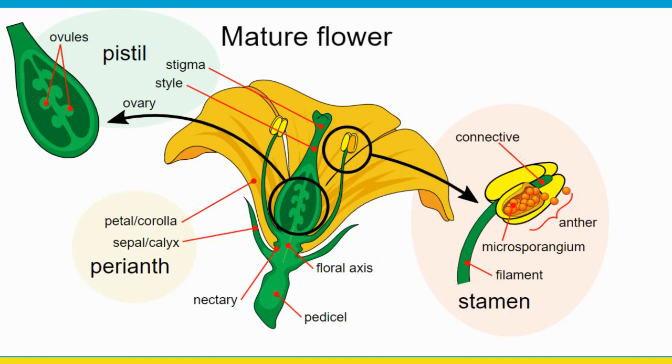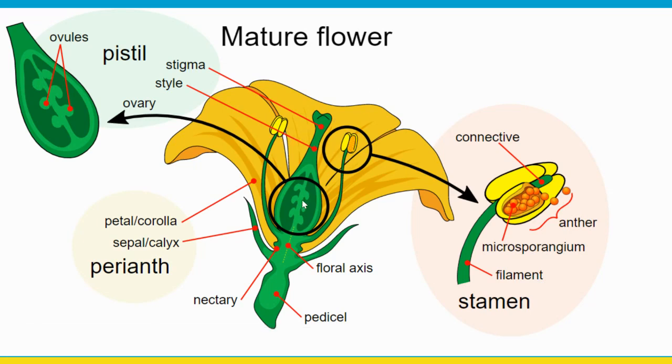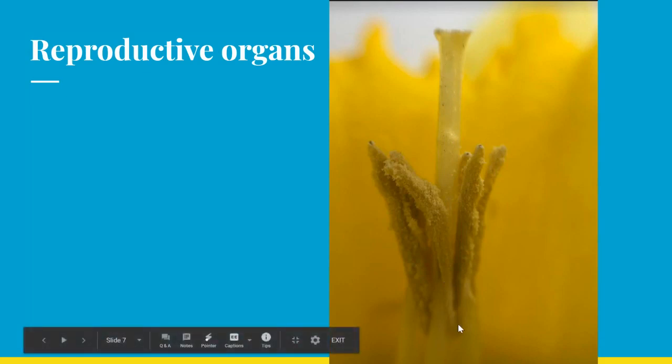From here, we're going to start looking at the sexual organs of the reproductive system of the flower. We're going to look at the pistil and the stamen, which is the male part. So here's your reproductive organs. This is the pistil, which houses at the bottom the female sex cells, and these are the stamen here.